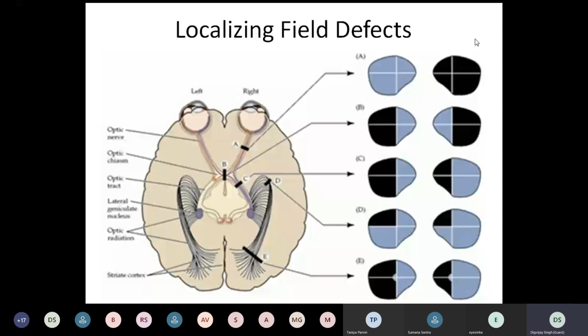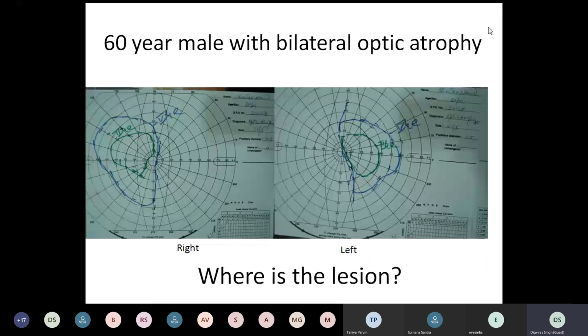So remember this chart in mind as we go along now. You will get to see a lot of fields which are classically similar to what is seen here. But remember, in the real world, anatomy and biology is a little different from what textbooks would show. But still, in neuro-ophthalmology, they're very similar looking. So let's look at a few case examples.